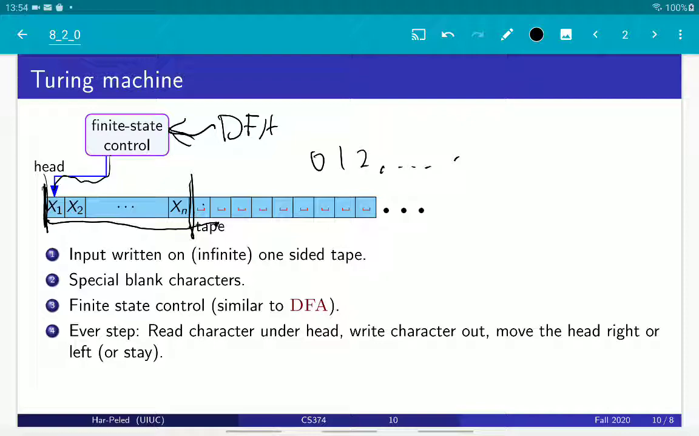So clearly, for example, a DFA is very easy to simulate, right? It's just a Turing machine that always goes right and stops once it arrives at the first blank. An NFA is a bit harder to simulate, but in fact we will get to it later on, and it's not too hard to simulate with this model. Okay, so that's a Turing machine.